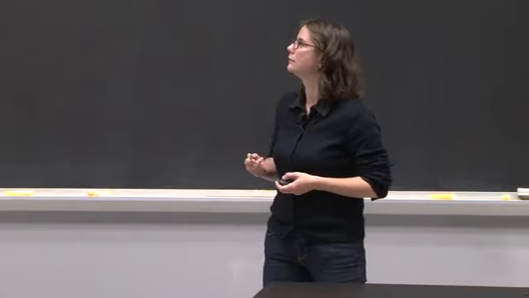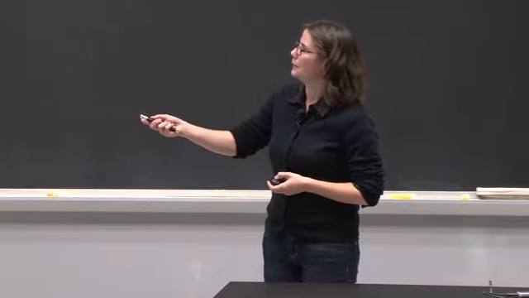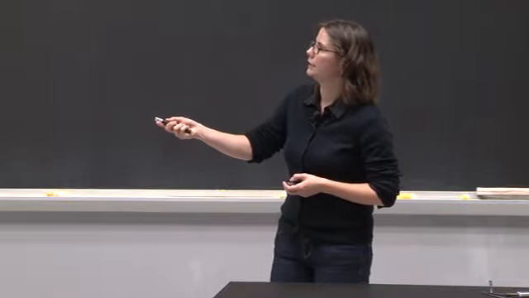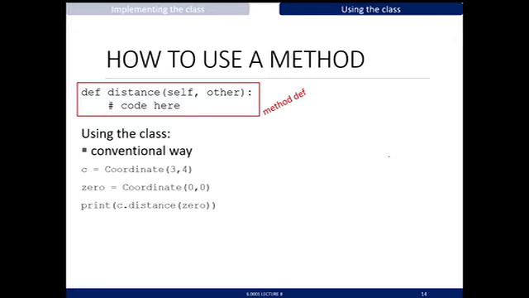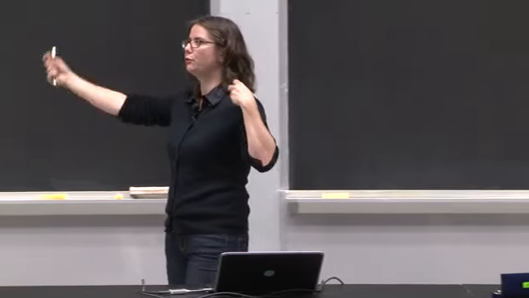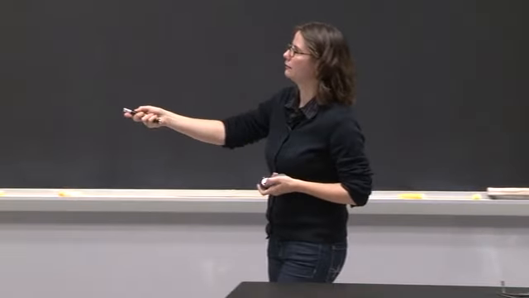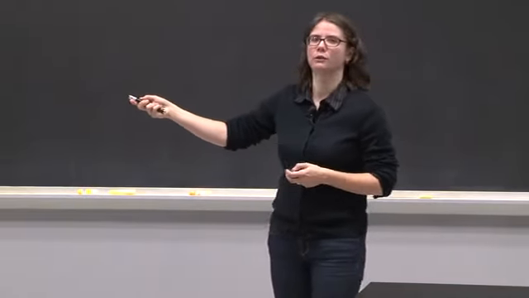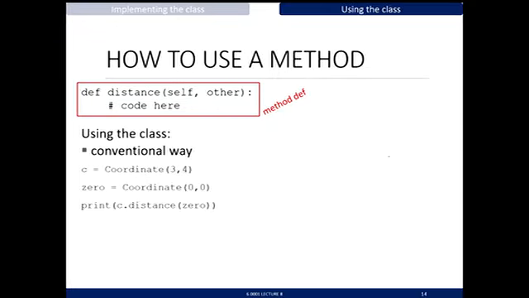Now how do we use it? So let's assume that the definition of distance is up here. I didn't include the code, but really all you need to know is what it takes. It takes a self and an other. So when you want to use this method to figure out a distance between 2 coordinate objects, this is how you do it. So the first line, I create 1 coordinate object. Second line, I create another coordinate object. Right? The first one is named c. The second one is named origin. These are 2 separate objects.